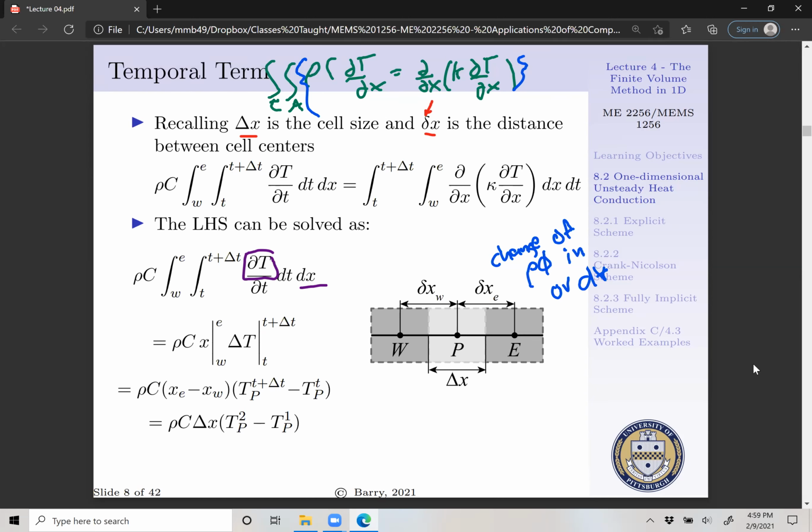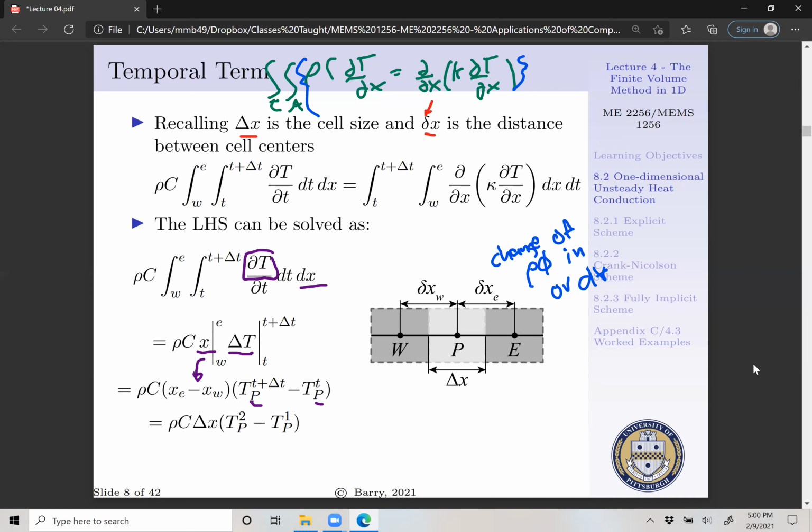Now x is our spatial position, right? We're moving through our differential volume. So when we evaluate x between our west and east faces, this term boils down to x at our east face minus x at our west face. And then what we're going to have is how our conserved quantity in our cell center T is evolving as a function of time. We're going to use the subscript to indicate our location within our cell center, and our superscript is going to be our temporal term. So we can call this T of P evaluated at the time step t plus delta t minus T of P evaluated at time t.